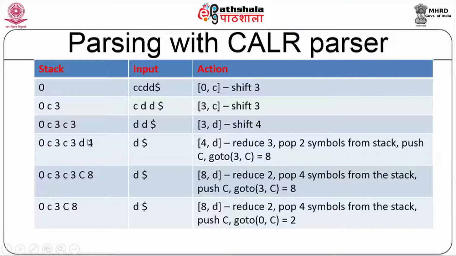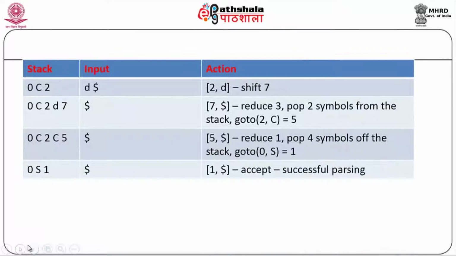So I pop 2 symbols from the stack. That leaves you with a 3 on the stack. Push capital C on the stack. So 3 comma C is 8. So I have pushed that also onto the stack. Again 8 comma D, same action, reduced by the second production, which is C produces small c capital C. So pop 4 symbols. That will leave you with a 3 on the stack. So 3 comma C is 8. Okay, you push 8 onto the stack. Before that, push the capital C onto the stack. So again 8 comma D, reduce by 2. So pop 4 symbols and go to this particular state.